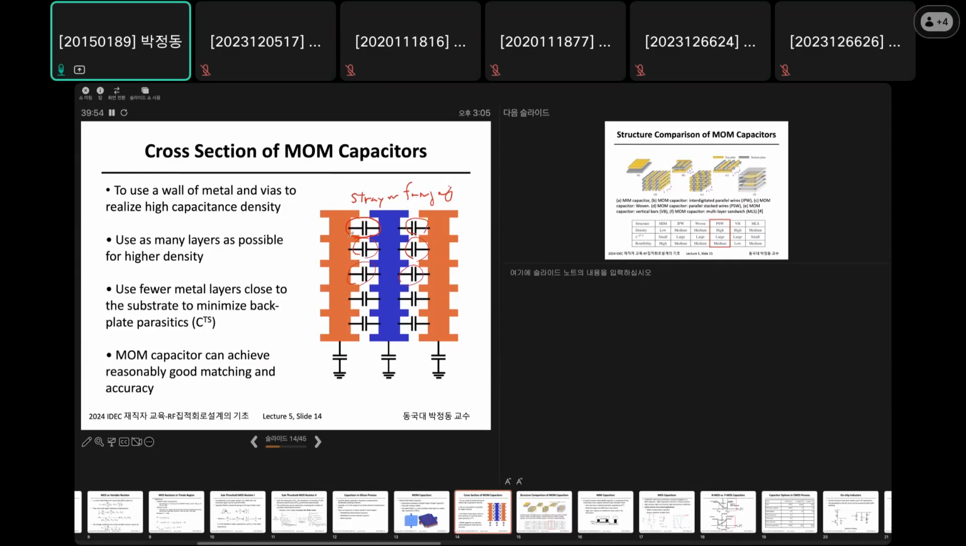Unfortunately, if you have multiple layers like this, then you have a substrate, and there exists a large amount of capacitance between this bottom layer and the substrate. This is a killing point. So once you model this, it is looking like this. Okay, this is what you want, desired. This is a parasitic CP caused by this bottom metal layer to the substrate.